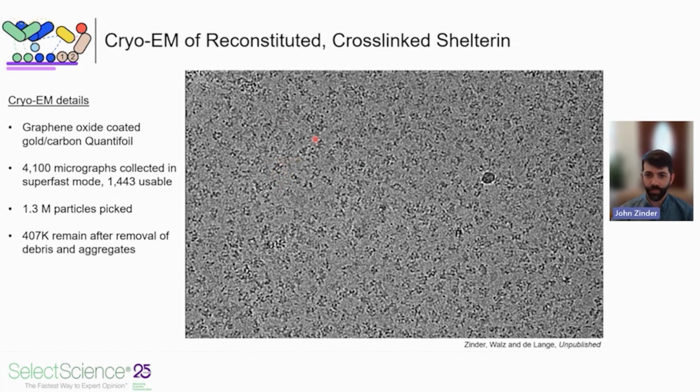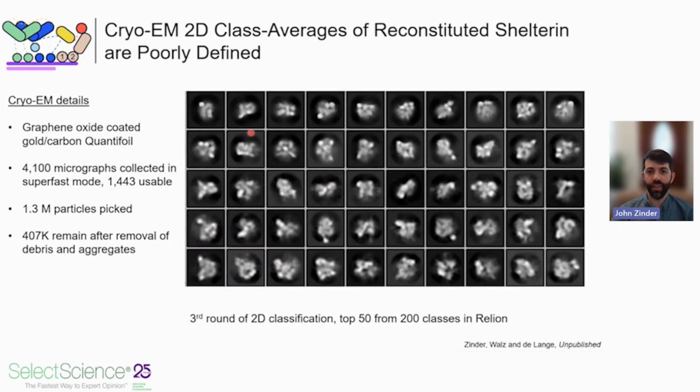But I'm showing you one representative example where we got really nice contrast in Cryo-EM, at least in the raw micrographs. However, when we did any sort of data processing, 2D or 3D classification, we were not able to get it to converge on anything that in any way resembled any of the subunits in Shelterin.